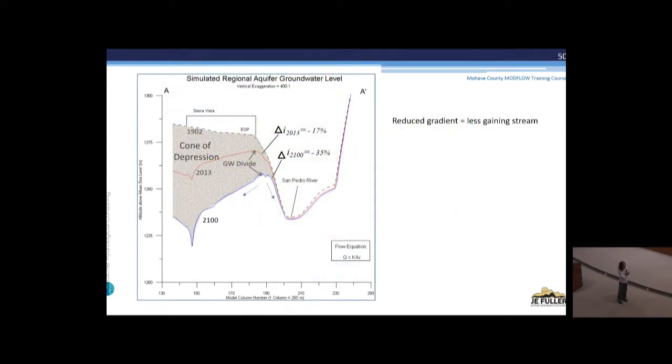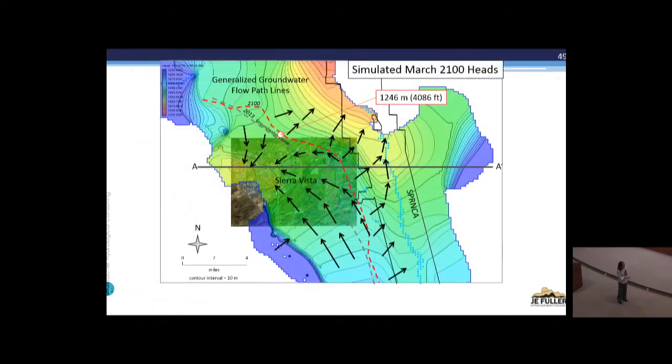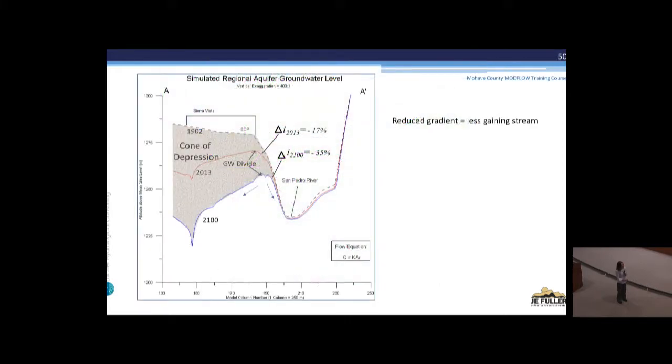This is a graphic, a slice. Let me go back. This cross section here, A prime. I'm going to take a cross section right through the middle of the system and plot the heads here. So this is the cone of depression in Sierra Vista. This is the river. A lot of vertical exaggeration for clarity, but Sierra Vista's here.